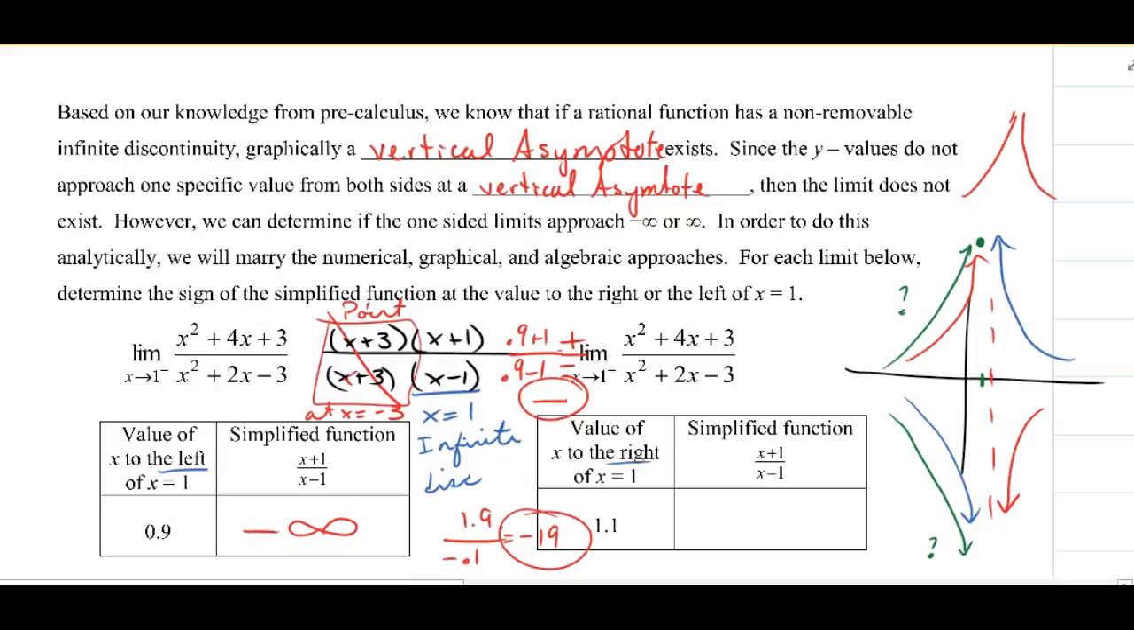So we're going to go ahead and test this. It's pretty quick. We can do it right and do it correctly. We're going to evaluate this from the right. We choose a value just barely greater than 1, 1.1. And we plug that into my simplified function, 1.1 plus 1 over 1.1 minus 1, and say, well, 1.1 plus 1, that's going to give me a positive. And 1.1 minus 1, that's still a little bit positive. So I'm going to get a positive number. I would say that I'm going to approach positive infinity.